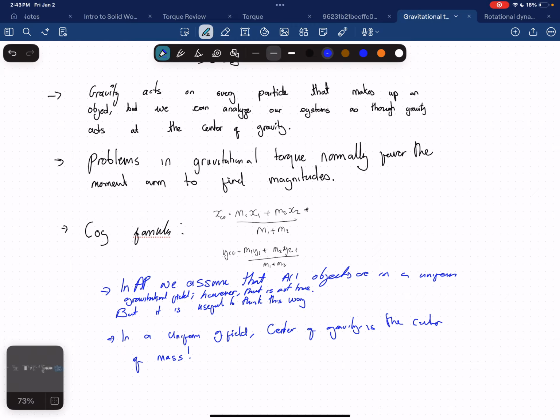And here I have just a small statement. I say in AP we assume that all objects are in a uniform gravitational field. However, that's not true, but it's useful to think in this way. Why? Because in a uniform gravitational field, I said universal earlier, sorry, I meant to say uniform, the center of gravity equals the center of mass.